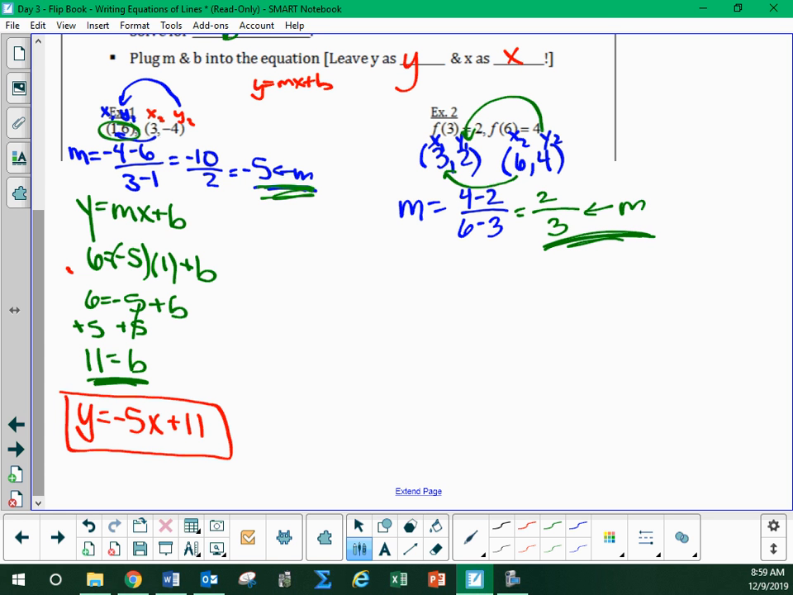And then we're doing the exact same thing that we've done for the last 2 classes. I'm simply going to take my slope and pick one of your points. It's up to you which one. I'm just going to do the first one and plug it into your equation, y equals mx plus b. My y value is 2, my m we found was 2/3, my x value is 3, and I don't know b. That's what I'm trying to find.